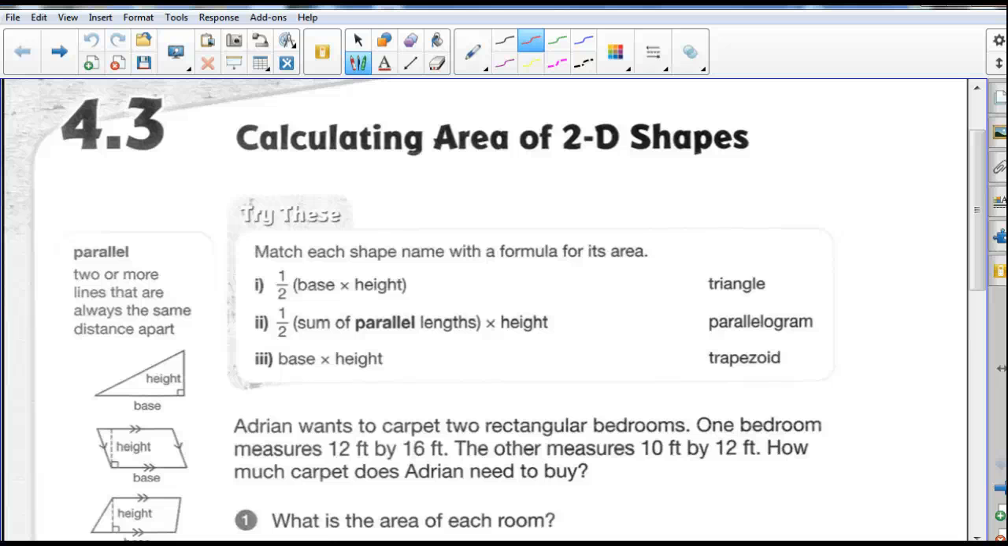All right, this is 4.3, calculating area of 2D shapes. For this, we're actually going to use formulas for a few different shapes. Let's understand some definitions first.